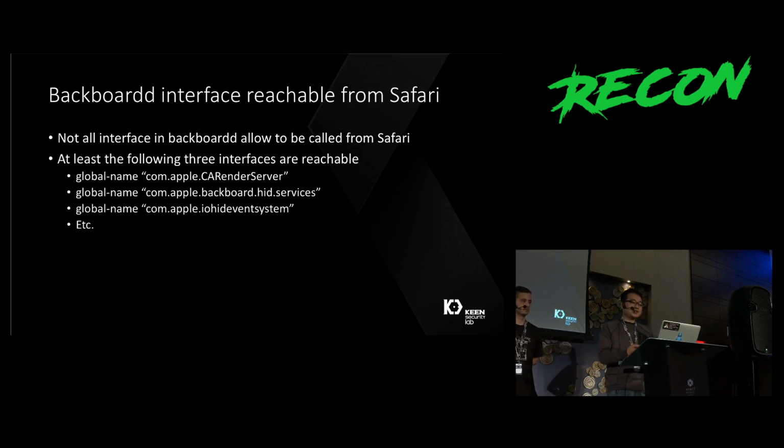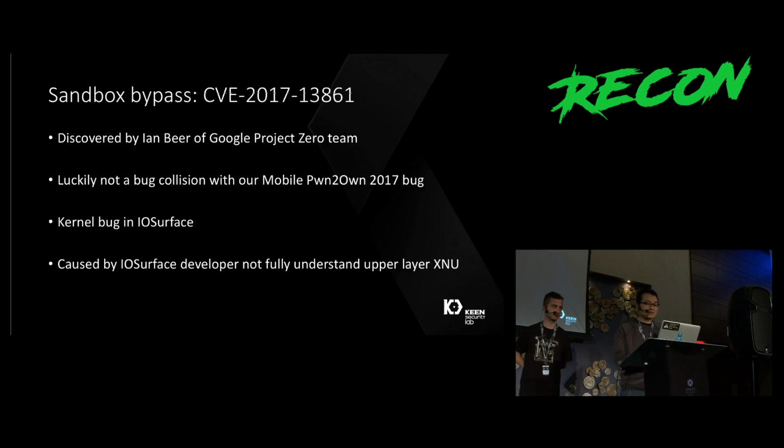So based on the check of the sandbox profile, we found that at least 3 sets of interfaces can be reachable. One is the CA render server. The second one is backboardd.hid.service. The third one is the IOHID event system.